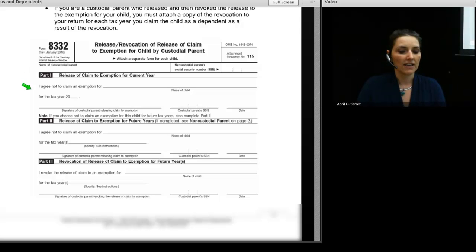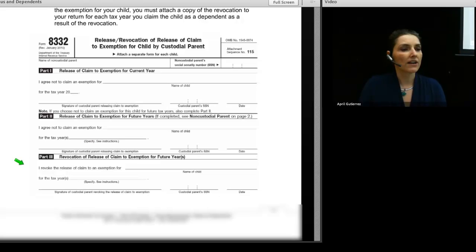This particular form is used to release a claim to exemption for the current year for a child. And it says, I agree not to claim an exemption for my child, and you write the name of the child, for the tax year in question, 2000 and whatever. And then the custodial parent signs it and writes his or her Social Security number and dates it. The custodial parent can also agree to release the exemption for future years and specify what those future years are.